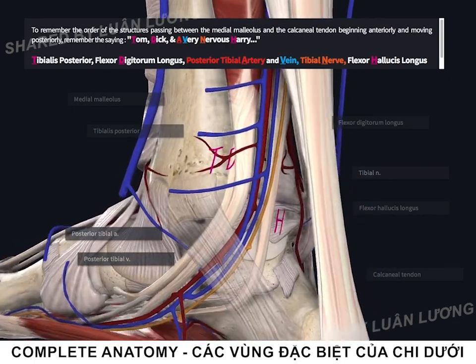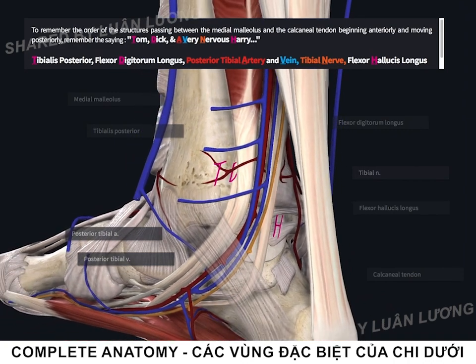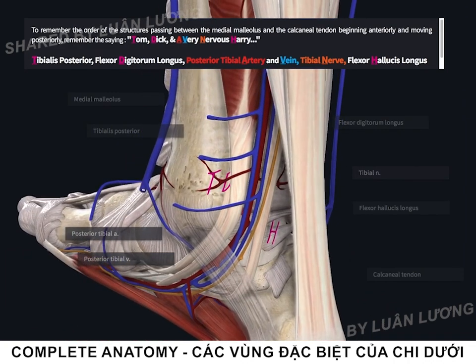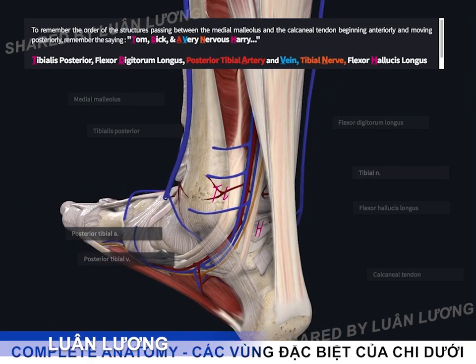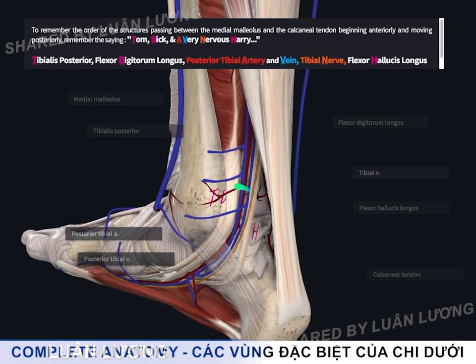So remember that the arteries and the veins are going to have posterior tibial in their name, whereas the nerve is simply the tibial nerve. So Tom, Dick, and a very nervous Harry are going to be all of the structures, again passing between the medial malleolus and the calcaneal tendon on the medial aspect of our foot.